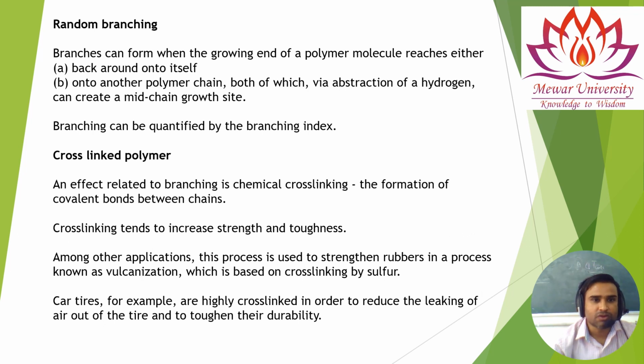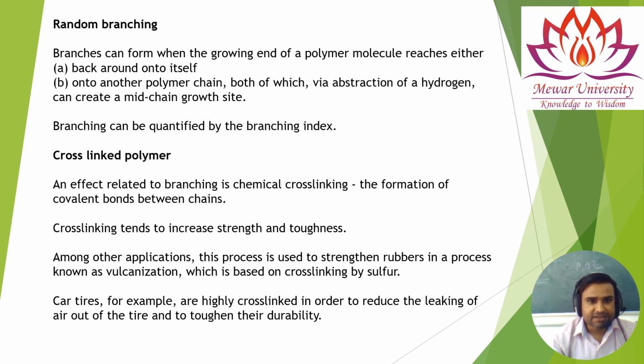First is the cross-linked polymer. So what are cross-linked polymers? An effect related to branching is chemical cross-linking. Molecules are linked crosswise, through the formation of covalent bonds between the chains. Between two chains, one covalent bond forms at a single point. At that point, the polymer is cross-linked.